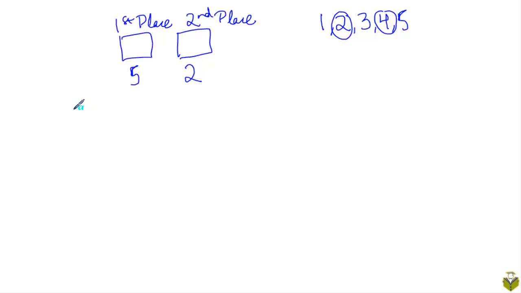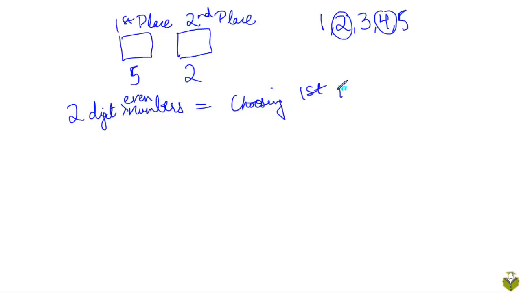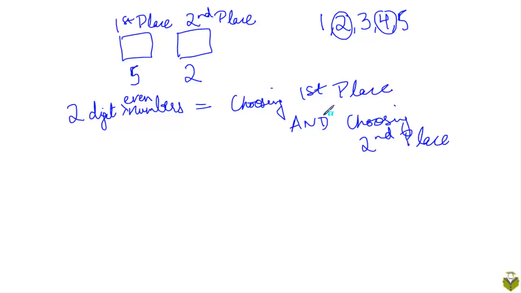And again, counting two-digit even numbers is choosing the first place and choosing the second place, right? This is another way of putting the fundamental principle of counting, because you choose the first and second place together, and we know the options. The options are 5 for the first place multiplied by 2 for the second place, that is equal to 10. So the answer is equal to 10 as described before.